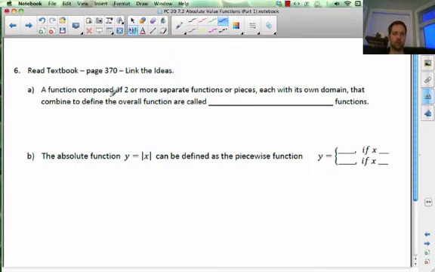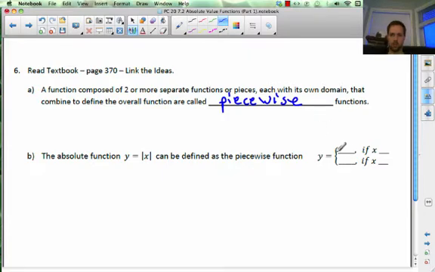So this is in the textbook. A function composed of two or more separate functions or pieces, each with its own domain, that combine to define the overall function are called piecewise functions.